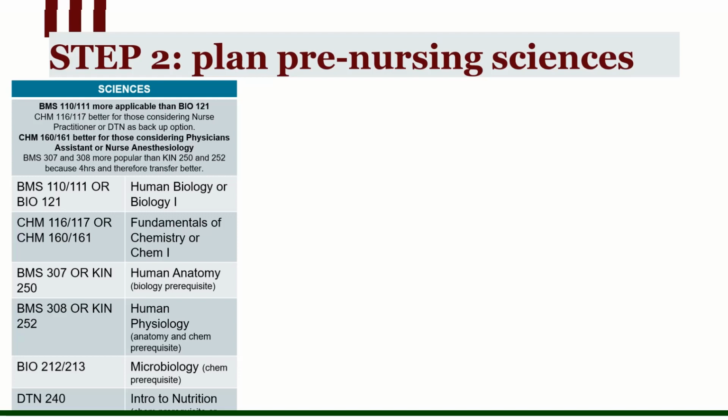116, 117 will not work for that sequence. So if you're considering anesthesiology or physician's assistant, you'll want to take 160, 161. Everyone else can take 116, 117. 116, 117 is also a requirement for nutrition. So if that's your backup option to nursing, if you don't get into the nursing program, it works well for that as well. Okay, so these are our entry-level science classes.